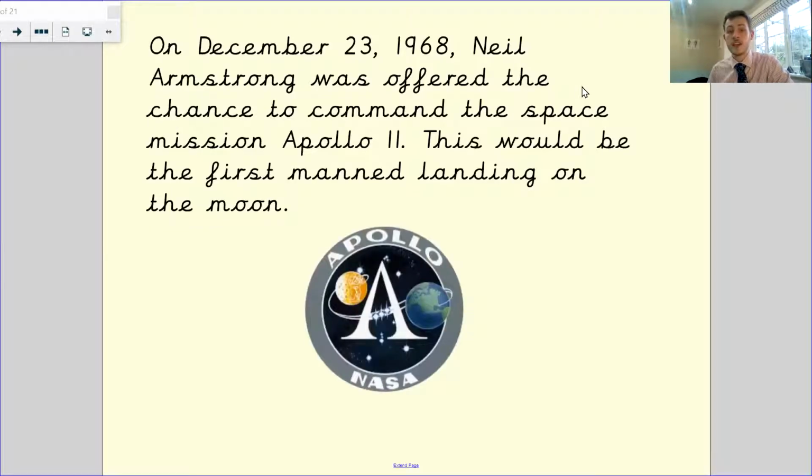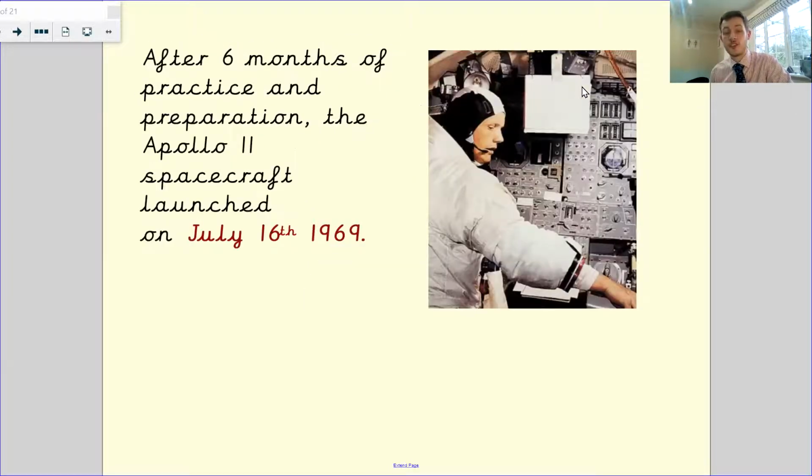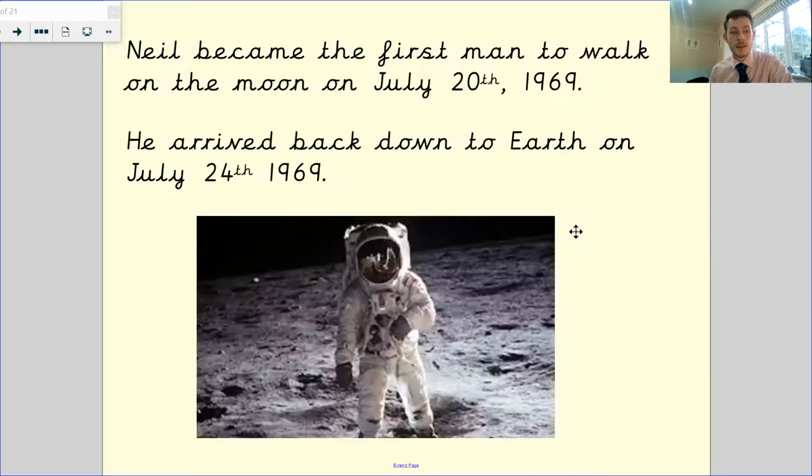On December 23rd, 1968, Neil Armstrong was offered the chance to command the space mission Apollo 11. This would be the first manned landing on the moon. After 6 months of practice and preparation, the Apollo 11 spacecraft launched on July the 16th, 1969. Here he is in the module. Neil became the first man to walk on the moon on July the 20th, 1969. He arrived back down to Earth on July the 24th, 1969.